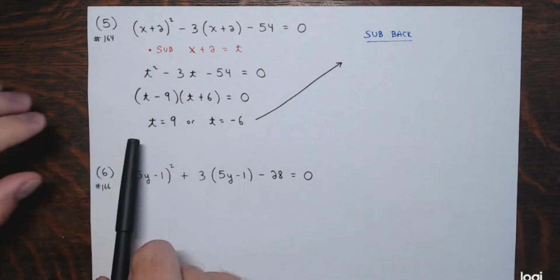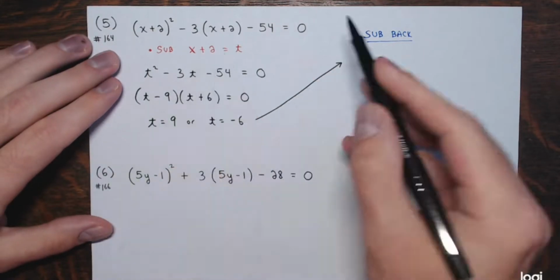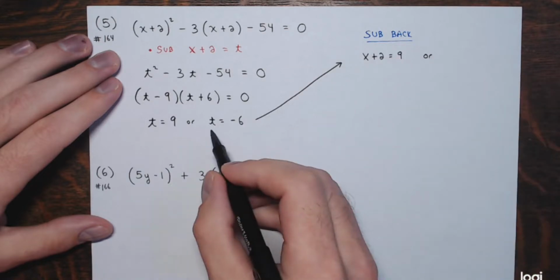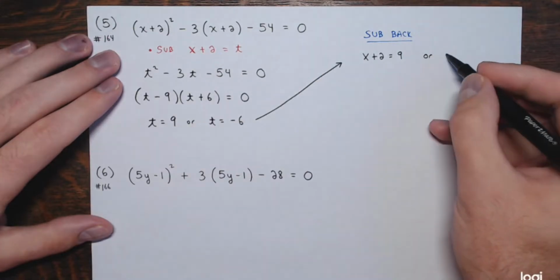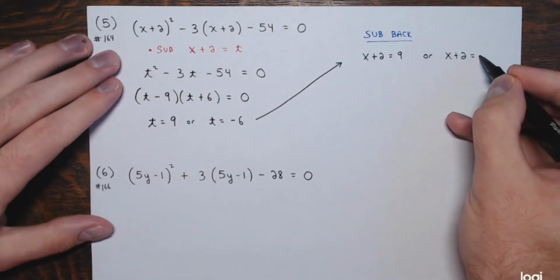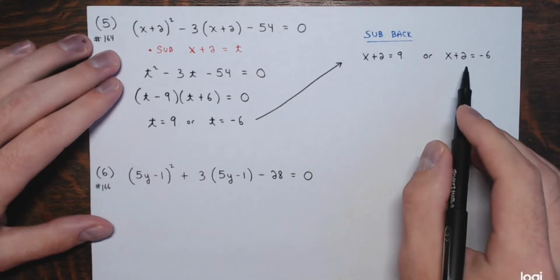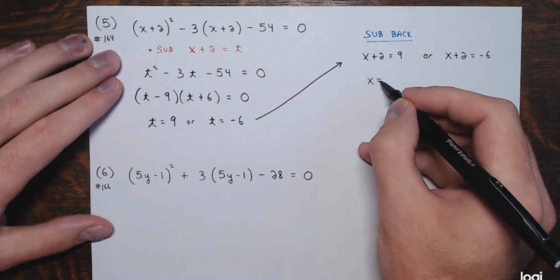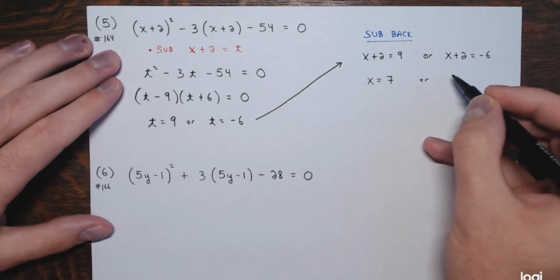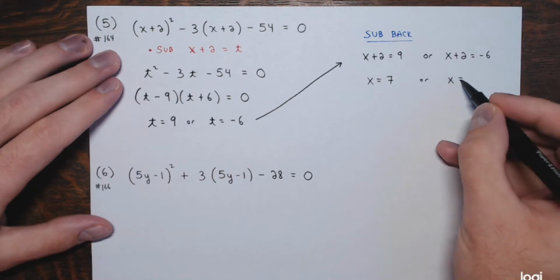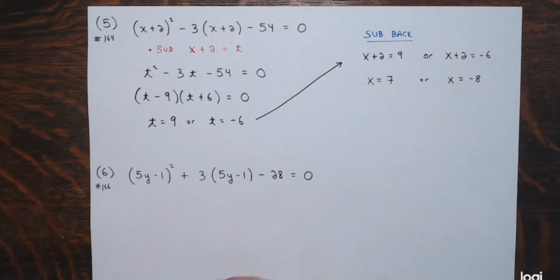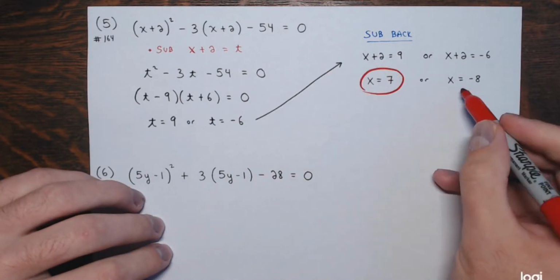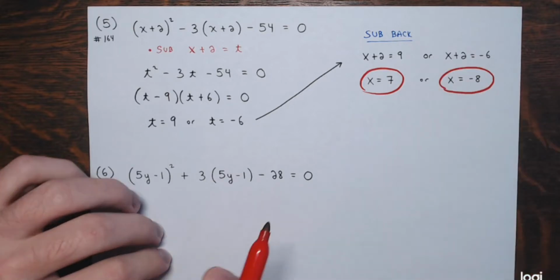So instead of t = 9, it's x + 2 = 9. And instead of t = -6, it's x + 2 = -6. And then all I need to do to solve for x in both of these is subtract 2. So x = 7 or x = -8. And again, I leave it to you to check those, but they should both be working. Wonderful.